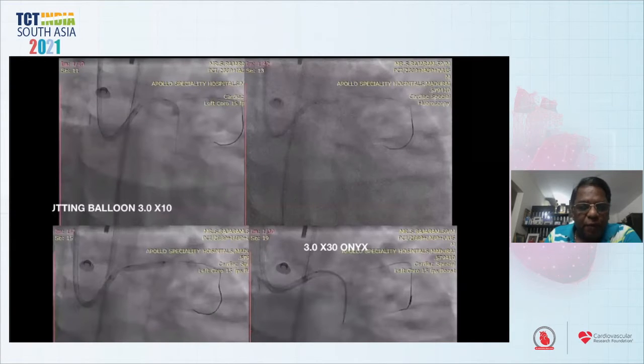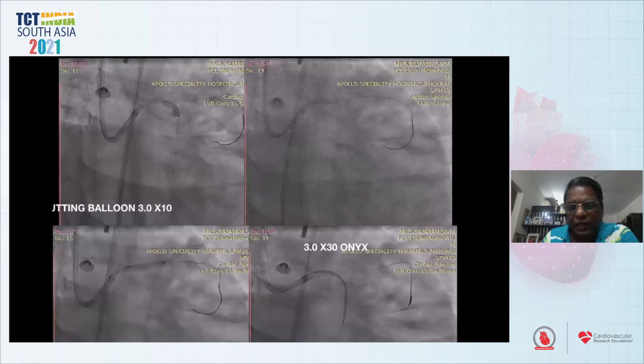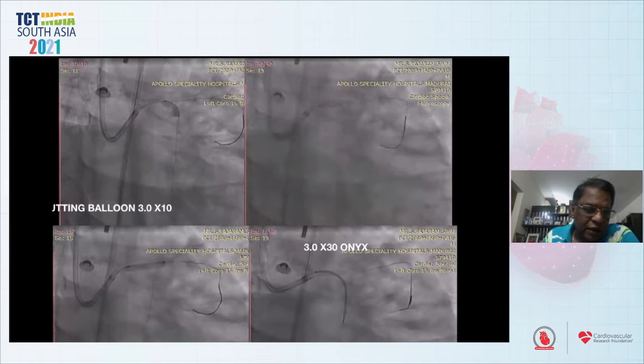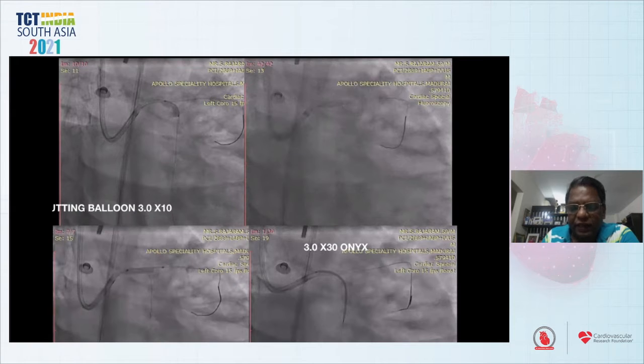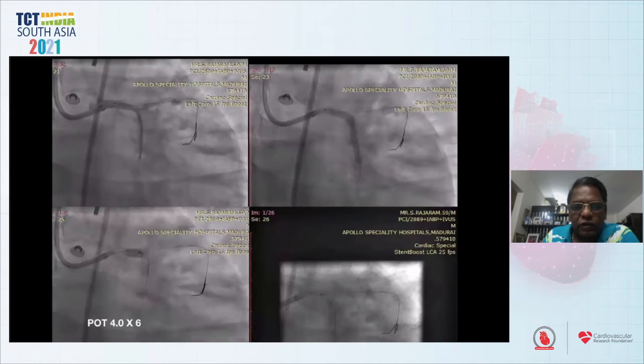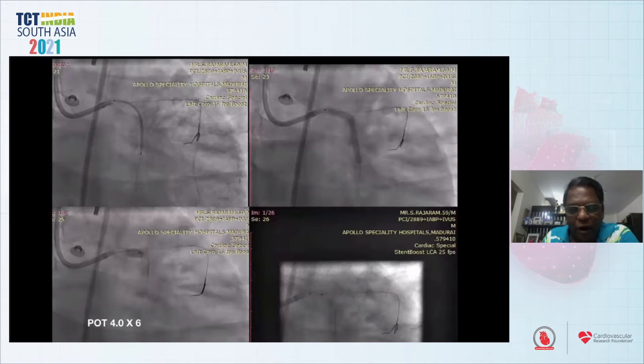I prepared the lesion between the circumflex and left main with a cutting balloon of 3x10 size, and then after preparing the lesion with the cutting balloon, I prepared it with the NC balloon of the same size, and then started implanting the 3x33 stent, which was no problem in implanting the stent.